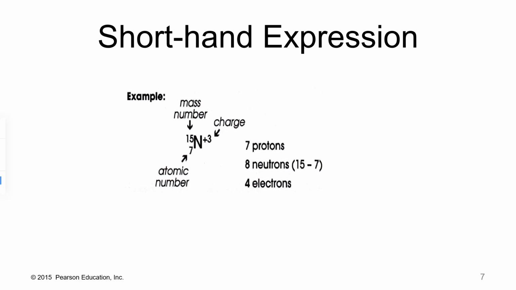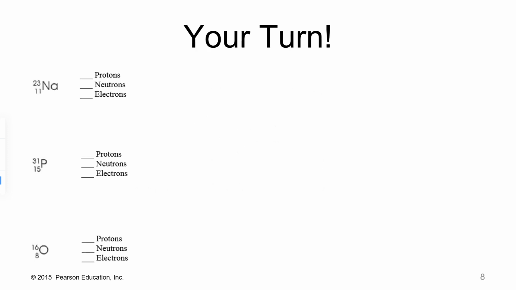So here you can see the shorthand expression for a sample element. So you can see nitrogen here. Nitrogen has the symbol N, and here you can see it's charged, so this one has a charge. The mass number is given on the top, and the atomic number is given on the bottom. The mass number will always be greater than the atomic number. Why is that? Because the atomic number is just the number of protons. The mass number is the number of protons plus the number of neutrons. So the mass number will always be larger.